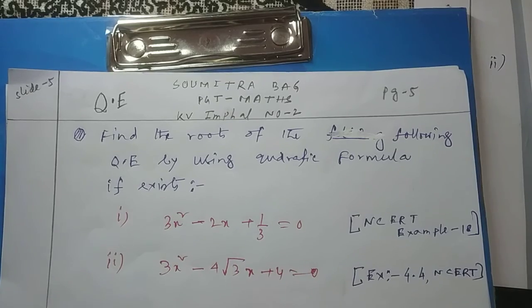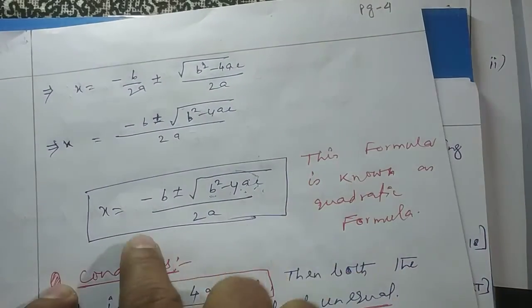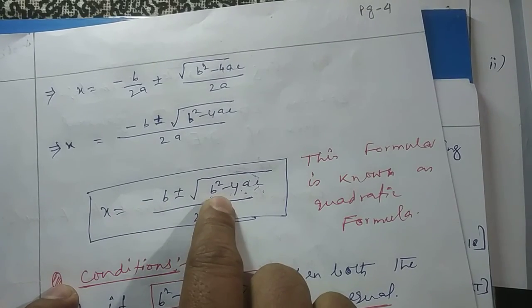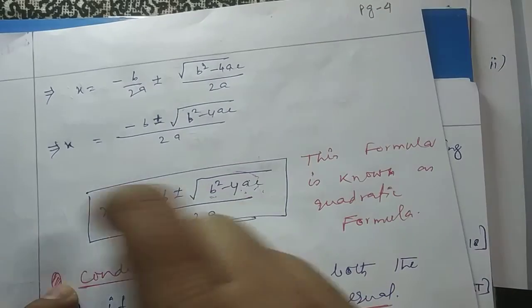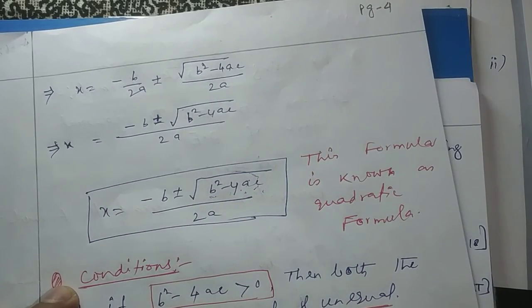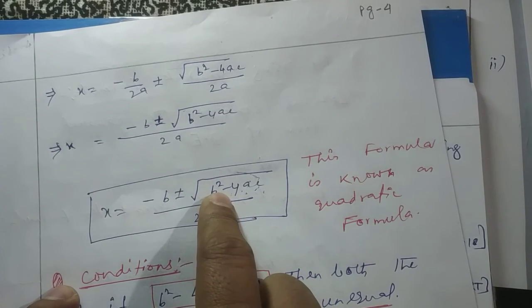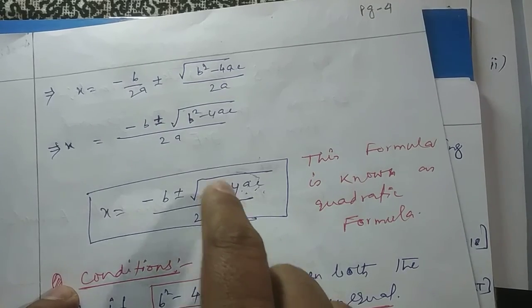Now, let us recap once again. What was the quadratic formula? Now look here, x equal to minus b plus minus root over b square minus 4ac by 2a. This is known as the quadratic formula. Now look at the term which is kept under the square root, b square minus 4ac. This term will decide how the nature of the roots will be. How will it decide the nature of the roots? Let us recap again.